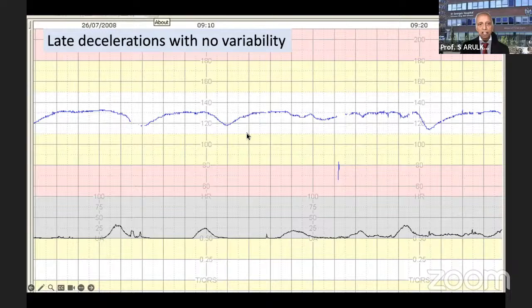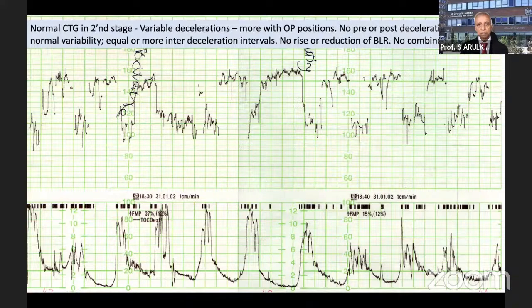Now, if the decelerations have absent variability, that becomes very ominous and one has to treat. And this can happen in the first stage or second stage. So baseline variability is the key, even with late decelerations. If it is absent, you have to intervene.